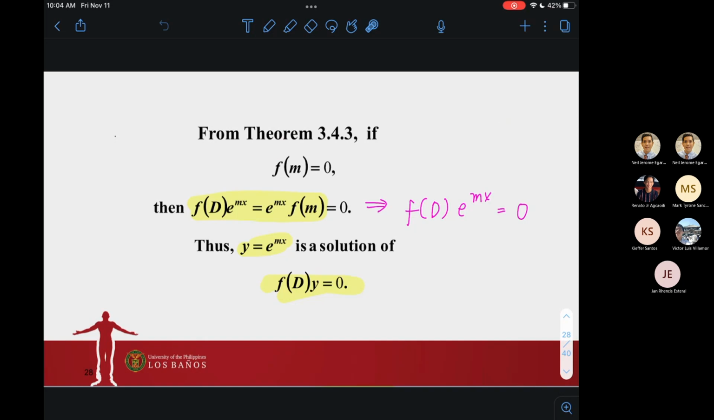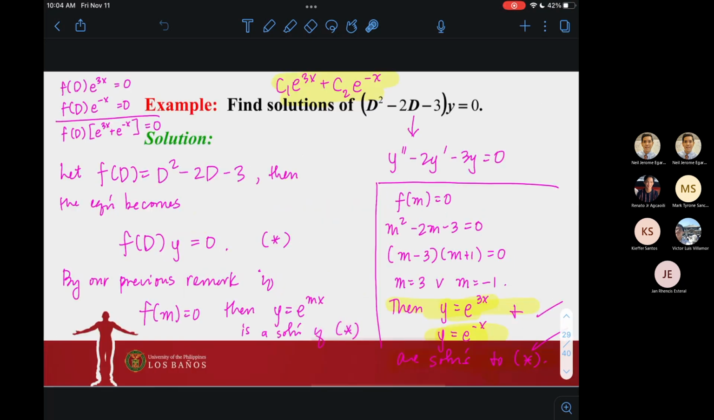So that means if you have a polynomial little f, tapos pinalitan mo lahat ng variables by the differential operator, you apply it to y and equate the answer to 0, then the solution for that linear differential equation is tantamount to just finding the roots of the characteristic or the auxiliary polynomial. And that's what we have seen in our last example last time.